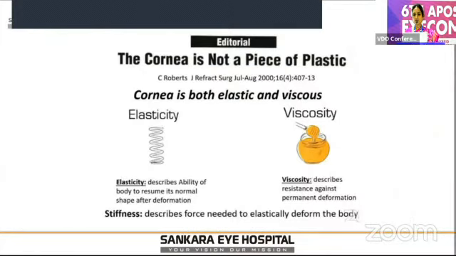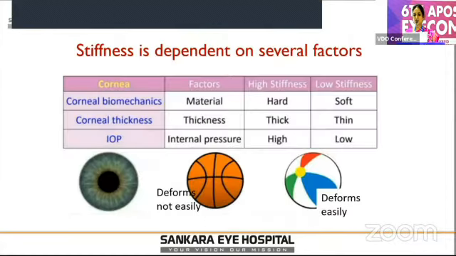So briefly, some part about the theory. According to Cynthia Roberts, the cornea is not a piece of plastic. It is both elastic and viscous. Elasticity is a property of a solid which describes the ability of the body to resume its normal shape after deformation, whereas viscosity is a property of a liquid which describes resistance against permanent deformation. And stiffness is the actual force needed to elastically deform the body. It is the actual rigidity of the cornea.